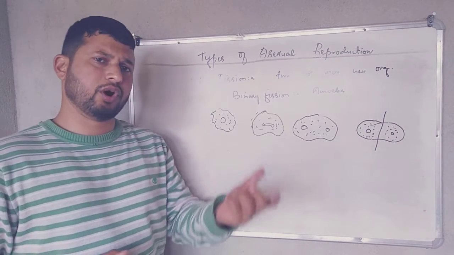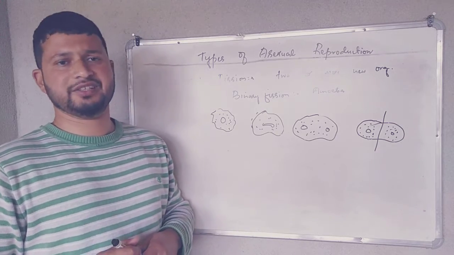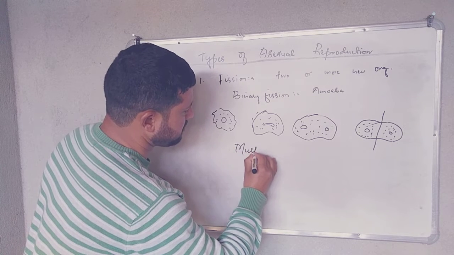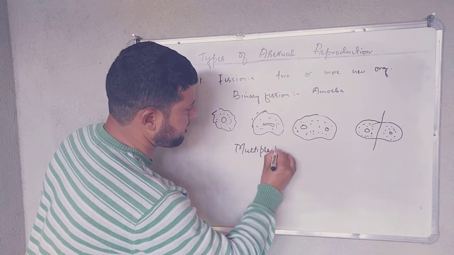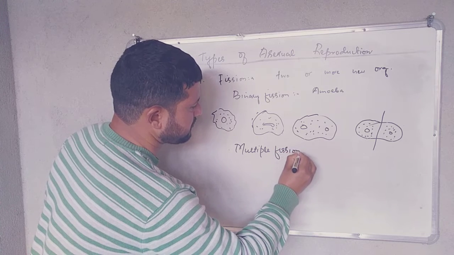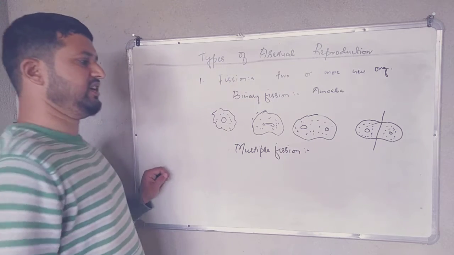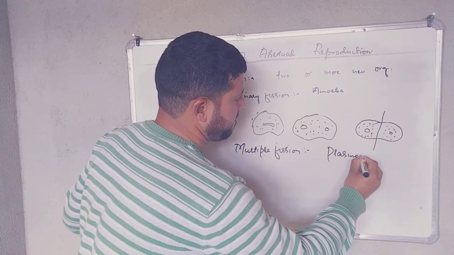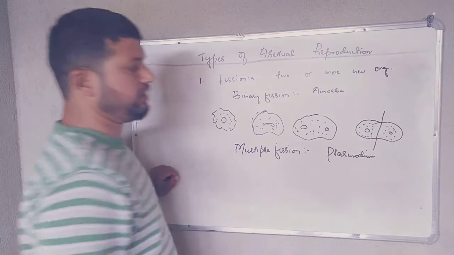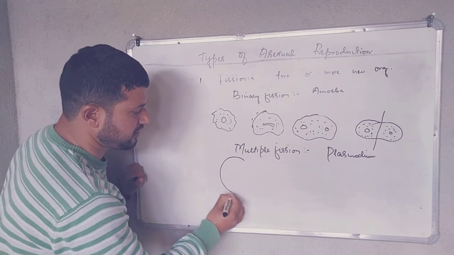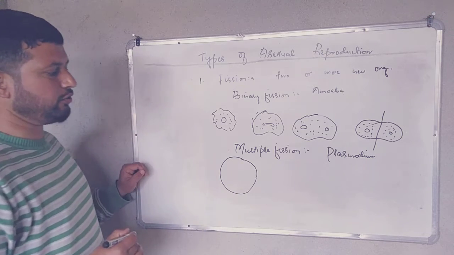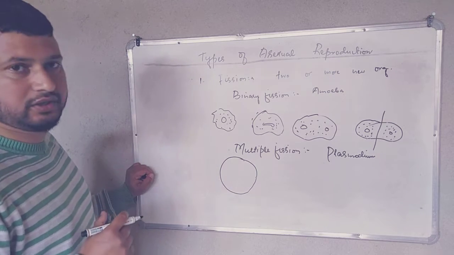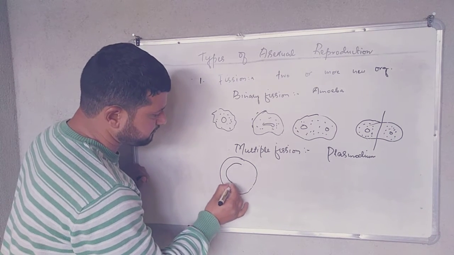And if the fission involves the formation of more than two new organisms, then the fission is termed multiple fission. For example, in case of Plasmodium, a malarial parasite, during unfavorable conditions, a tough outer covering is developed around the organism.